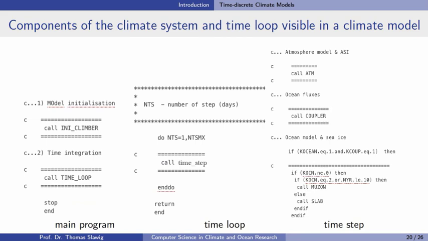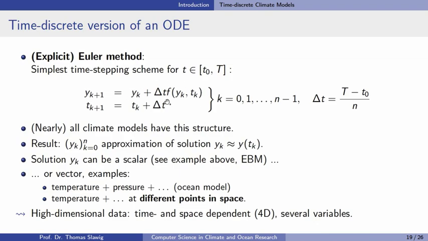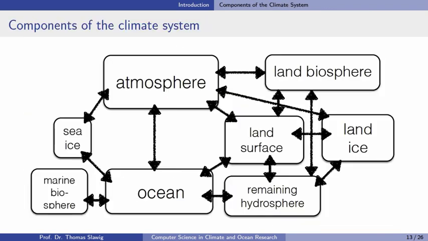And you can see this in a climate model. This is a climate model where you can find the components and also the time loop. It's in Fortran, we come to this programming language later on. It's not very important that you understand this, but you have some init and some time loop in the model. Here is a loop in Fortran over steps, and a time step is called. In the time step, you can see that there is an atmospheric model, a coupling model, and an ocean model, for example. So in a climate model, you will find the structure of this time integration, and you will also find the structure of the climate model and the coupling.